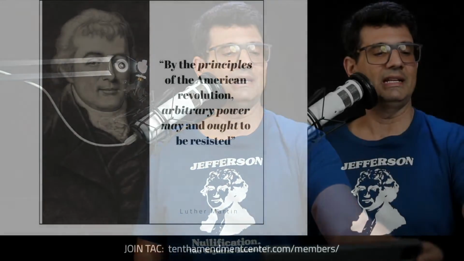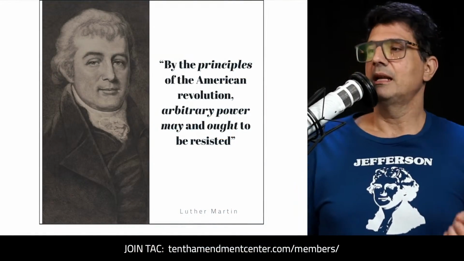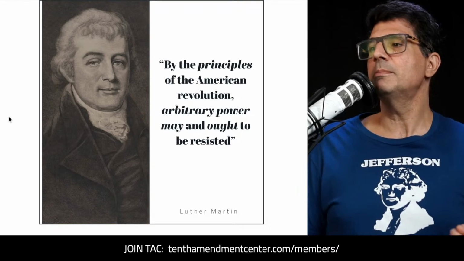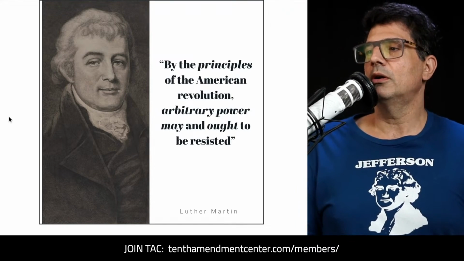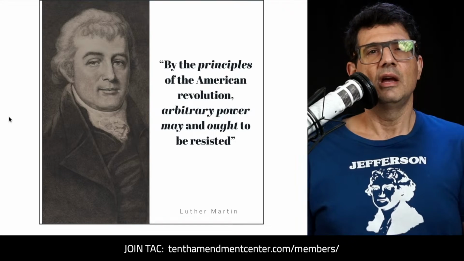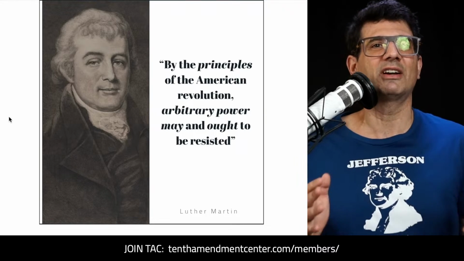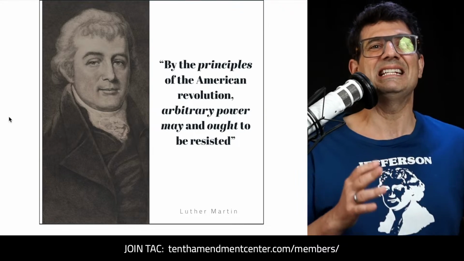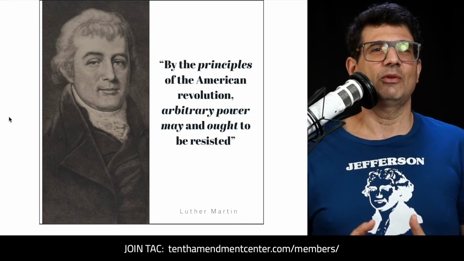I want to kick it off with Luther Martin, writing as Genuine Information in December of 1787. And he pointed out that by the principles of the American Revolution, arbitrary power may and ought to be resisted. Arbitrary power, of course, is an exercise of power that is on the whim of a government. This is what they decide. It has nothing to do with the rules. In fact, they decide what the rules are.